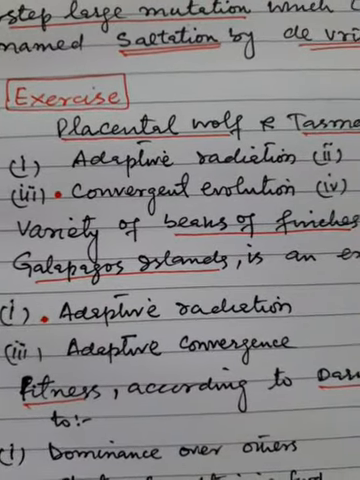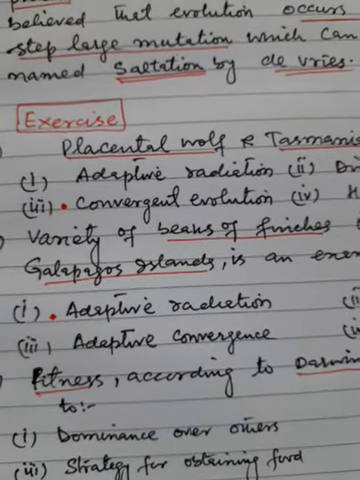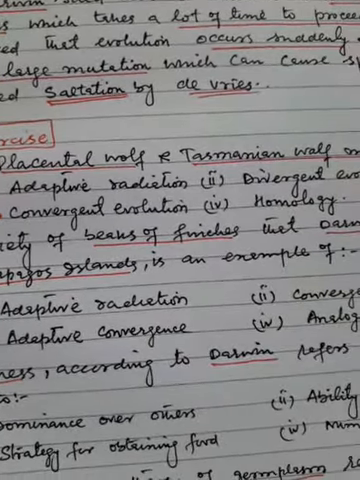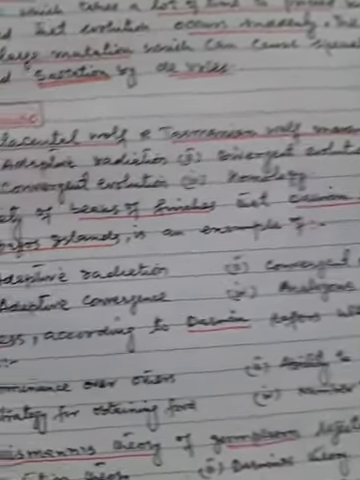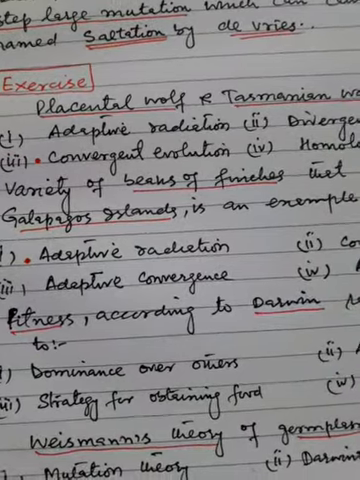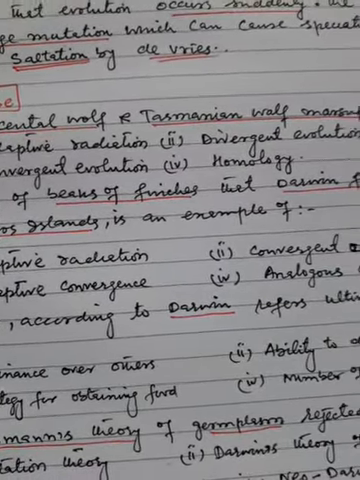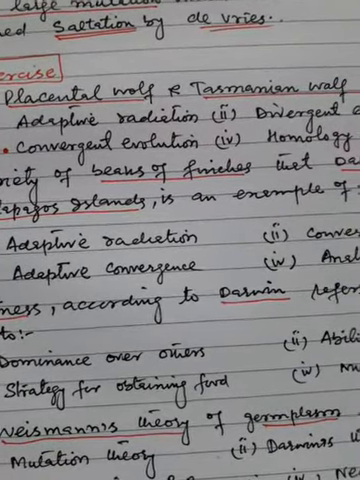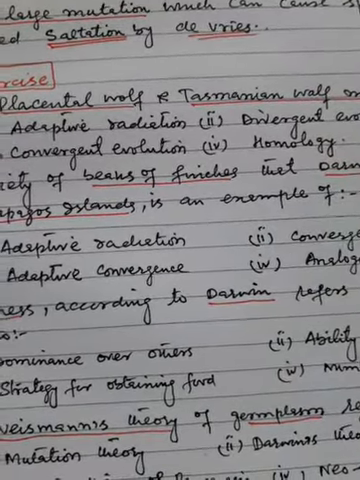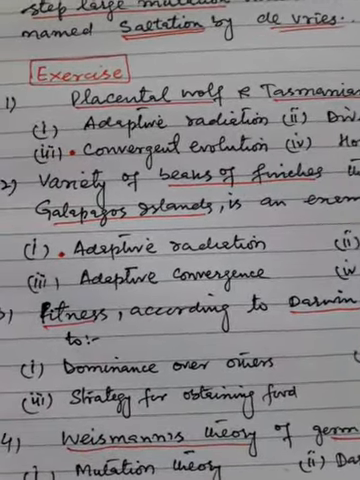Now some questions. First question. Placental wolf and Tasmanian wolf marsupial exhibit: first option, adaptive radiation; second option, divergent evolution; third option, convergent evolution; fourth, homology. You have to choose the most appropriate one.